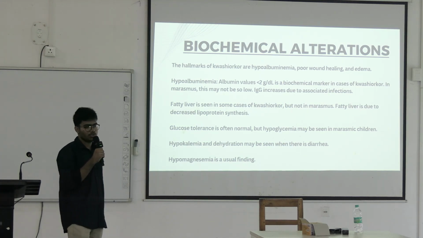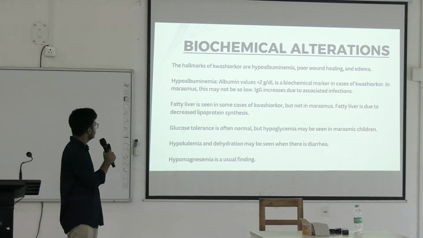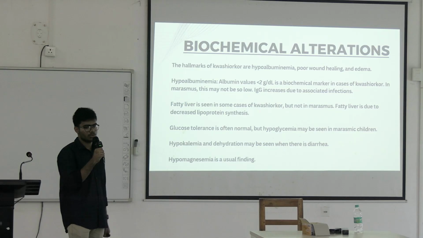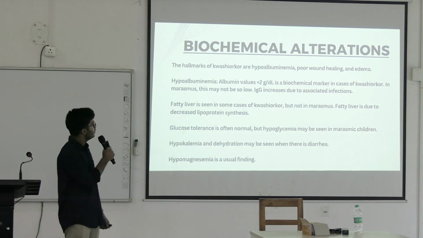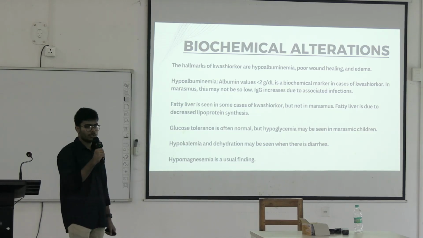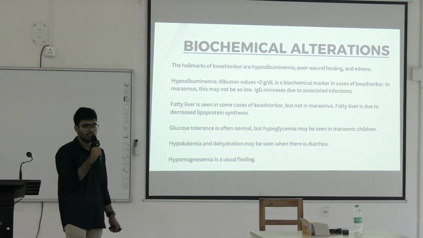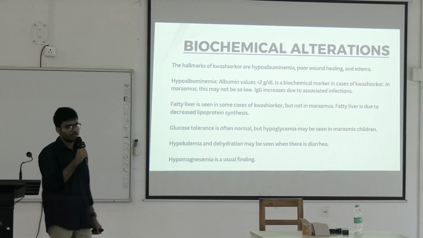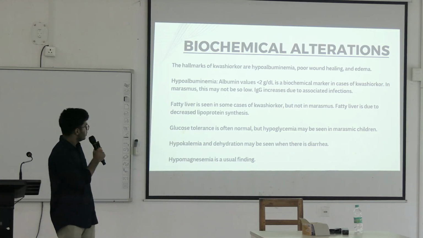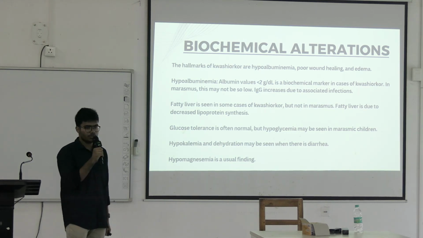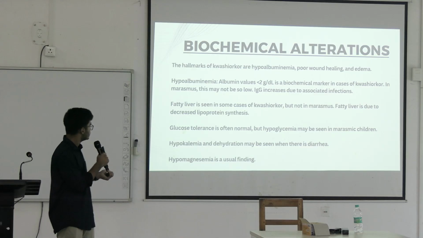IgG is increased due to associated infection. Fatty liver is seen in some cases of kwashiorkor but not in marasmus. Fatty liver is due to decrease in apoprotein synthesis. Glucose tolerance is often normal but hypoglycemia may be seen in marasmic children. Hypokalemia and dehydration may be seen where there is diarrhea. Hypomagnesemia is a usual finding. Next.